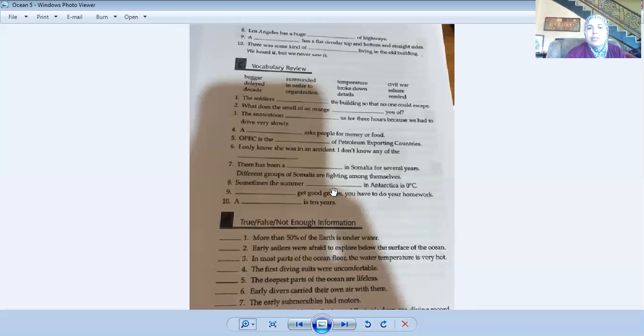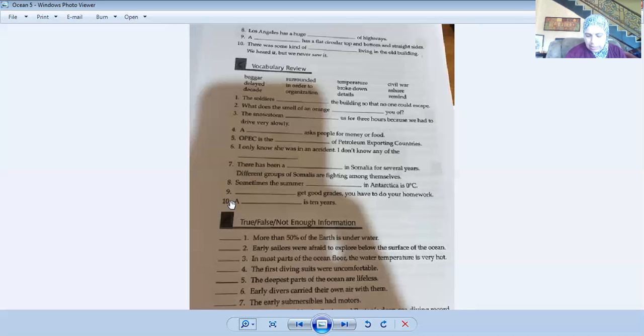Sometimes the summer temperature in Antarctica is 0. Remember, I told you about this, that although it's summer in Antarctica, we have to think of it as still winter, all right? Because it's really cold. You still have to wear a fur coat. You still have to consider it winter, in a way. Imagine if this is the summer, then what is the temperature when it's not summer?